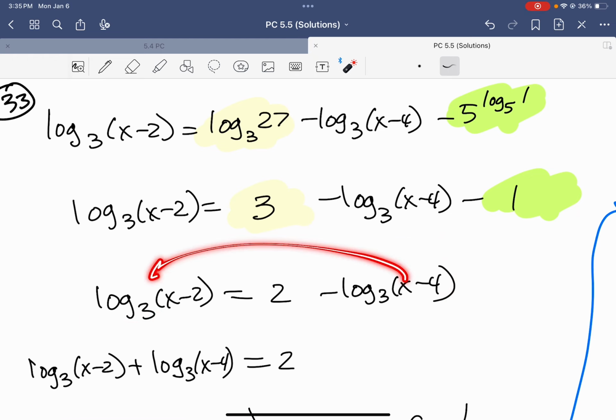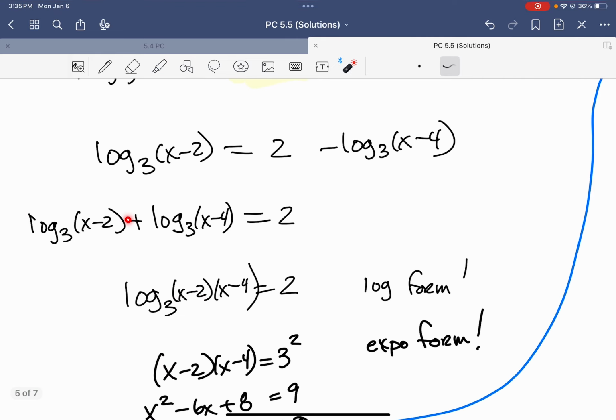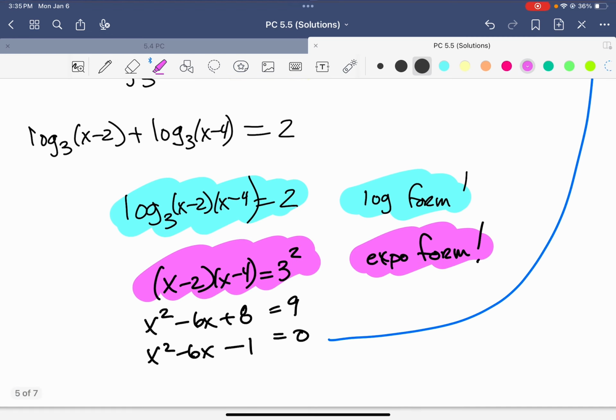So if I get all the logs on one side, it looks like this. The log of a sum, the sum of logs becomes the log of a product. So now I recognize this as exponential form, and I can change it into log form, and I can change it into exponential form. Right?